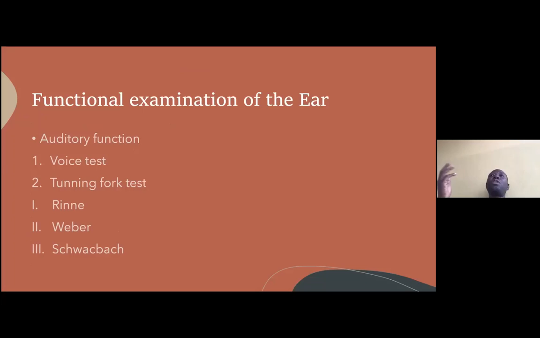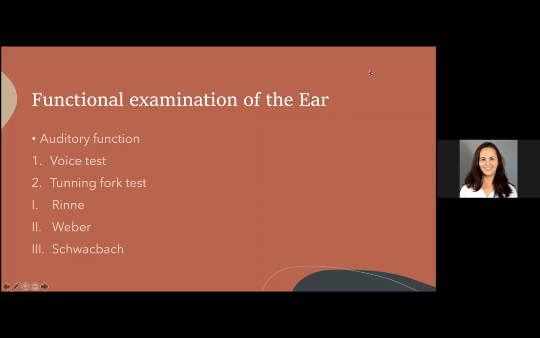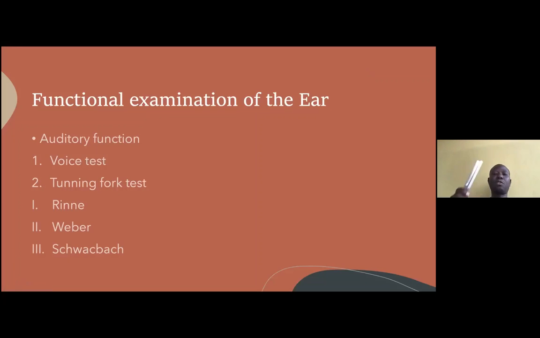They can do the tuning fork test. I think all of you have seen a tuning fork. I think I have one here. Can you see the tuning fork? Yes, hello? Yeah, so this is a tuning fork. Can you see it? Yes. Yeah, so you sound it for the Rinne test.